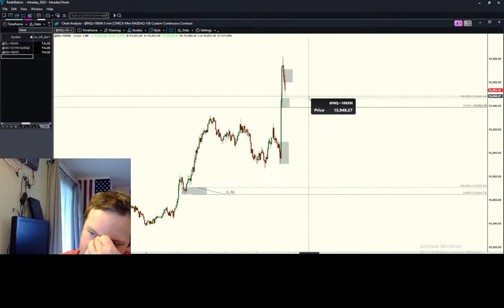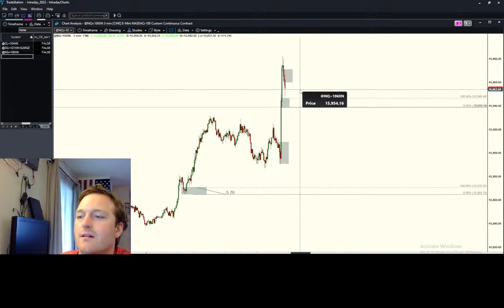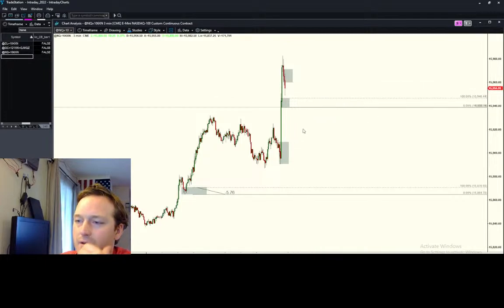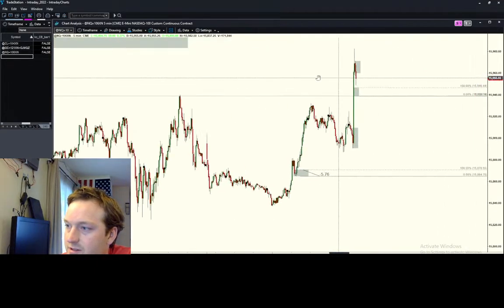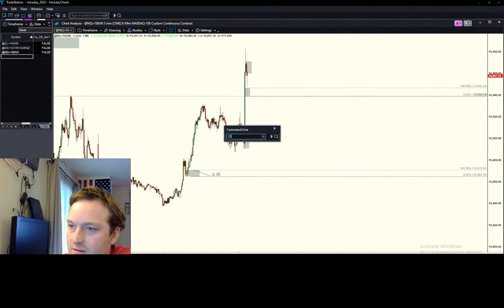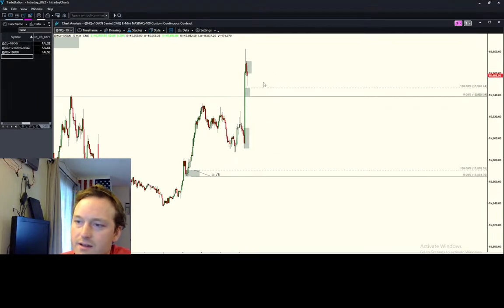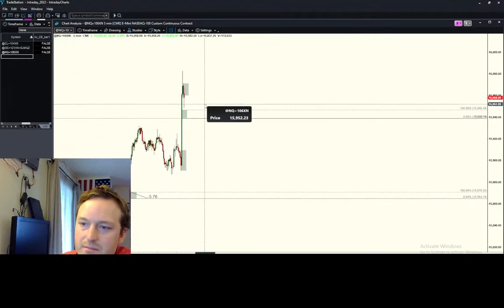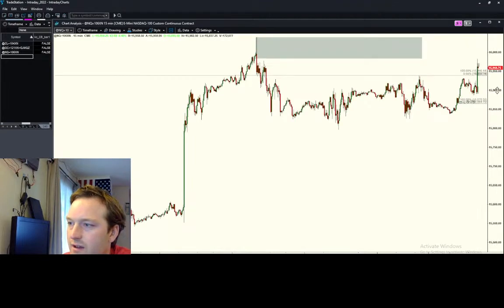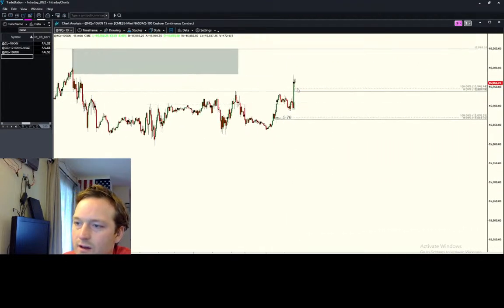It bounced without filling my entry. My target would be hit already at 1-to-1. Oh my gosh. Do I cancel this order? Yep. Boom, there you go. Canceled, because this has already made the move. It stretched itself and now it hit targets without filling me in the position. That sucks.